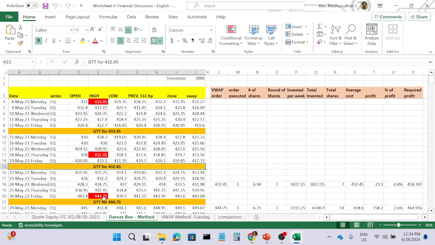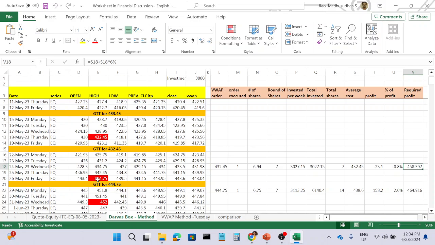On 24th of May, the trigger happened, and then we bought certain shares. For 3,000 rupees, we bought 7 shares, and this was the profit required for us to sell it. On the day when we bought, it was around the closing price, around minus 0.8%.